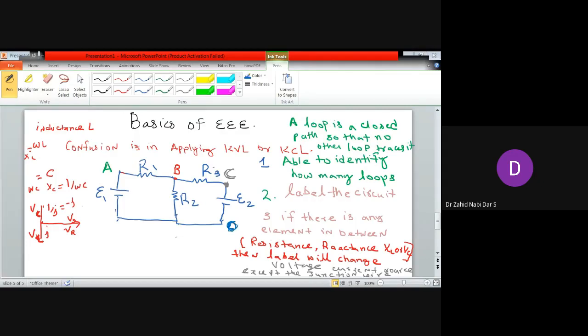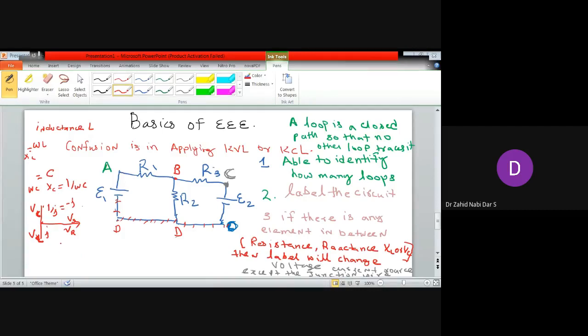Now you notice here, is there any element? Here you notice there is no element, only the junction wire is there. So once there is a junction wire, this point will be D only, D only till here. So now you got a circuit A, B, C, D. This is the complete loop. Now you have to identify how many loops are there.